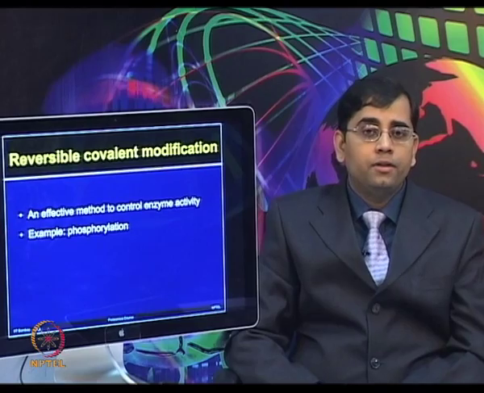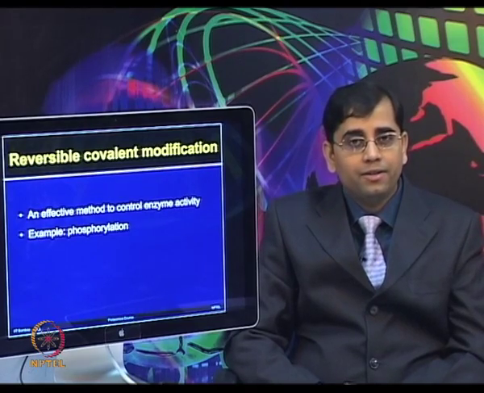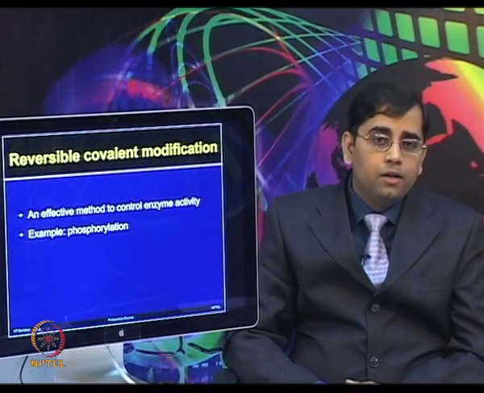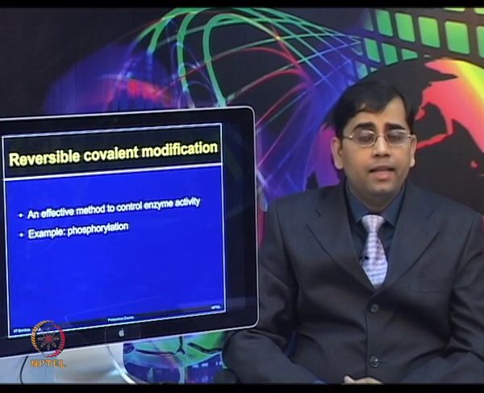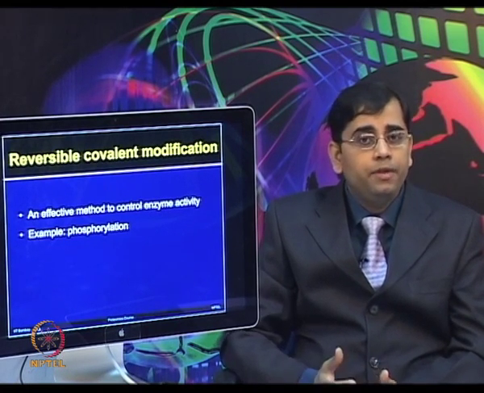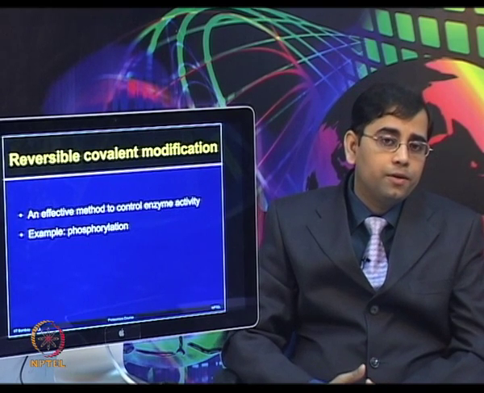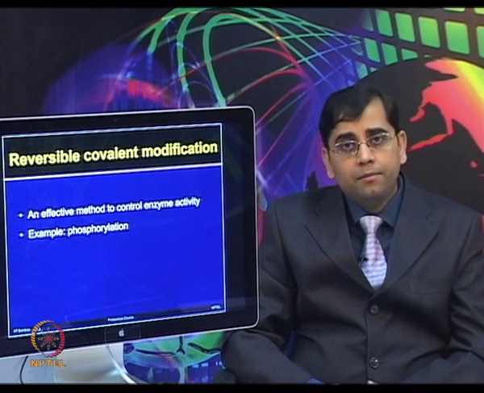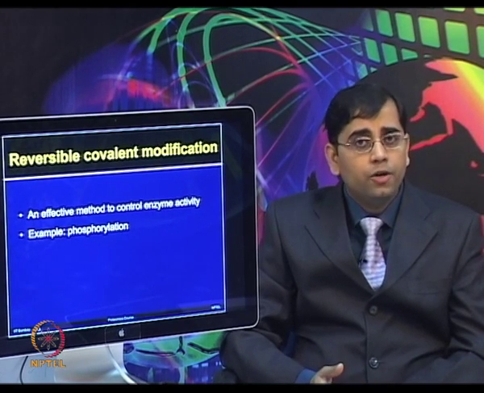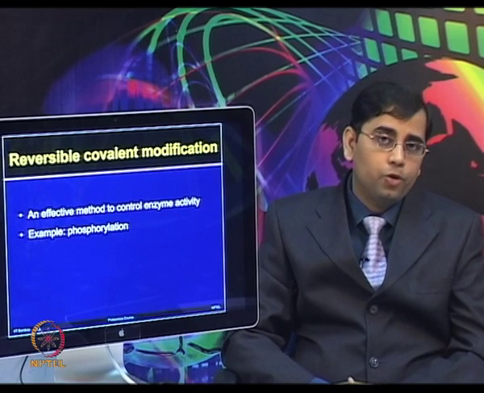Now, let us talk about reversible covalent modification. This is a very effective method to control enzyme activity. You have heard the example of phosphorylation. Protein kinases catalyze the phosphorylation reactions, and ATP serves as the phosphoryl donor. There is another enzyme, protein phosphatase, which removes the phosphoryl group by a hydrolysis process.